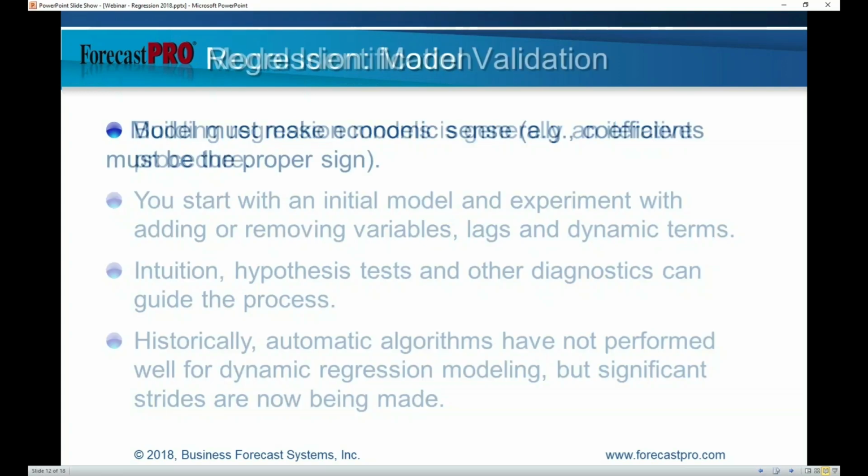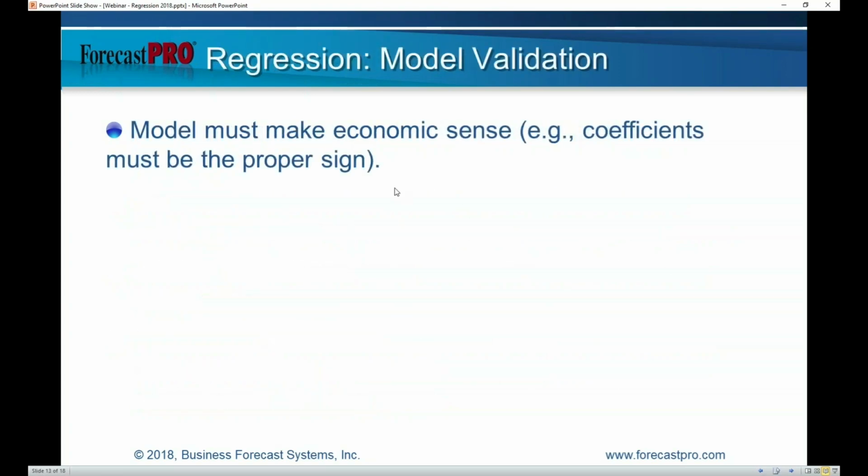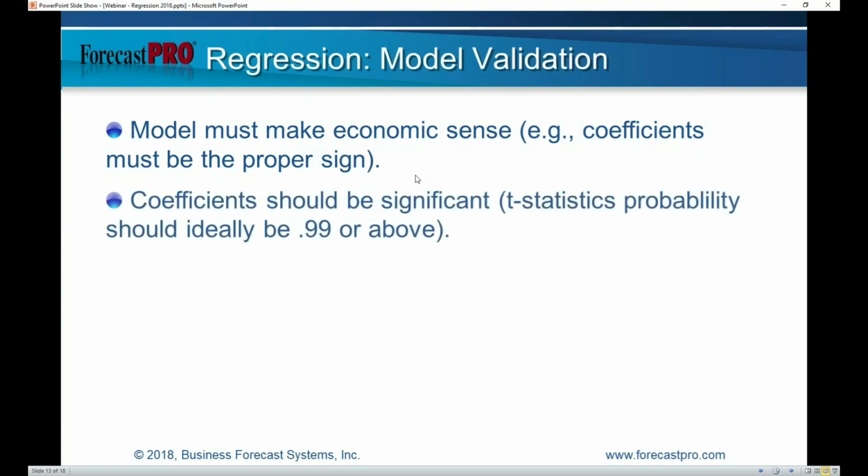So the next thing that we've been doing as part of our example is what you might call diagnosing the model or validating the model. The bullets here tell us what to look for. We want the model to make economic sense, and by that I mean we want the coefficients to be the proper sign. If they're not, we have an issue and we need to correct it. Ideally, the coefficients should all be significant, and therefore the t-statistics should be at 0.99 or above.